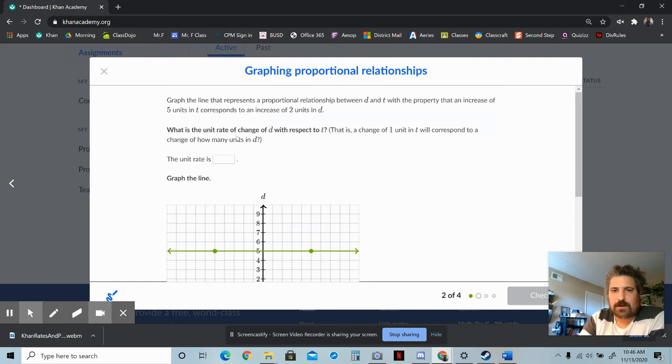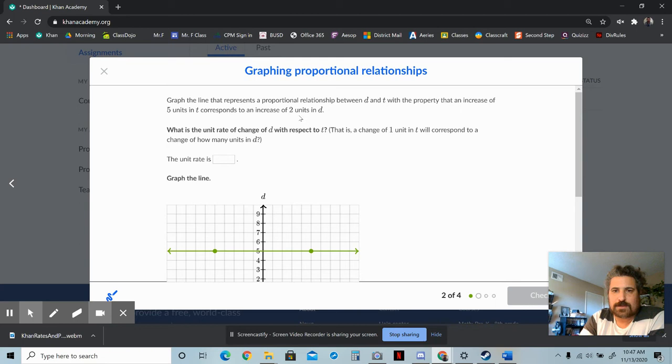What is the unit rate of the change of d with respect to t? Yeah, so it's d over t. So in this case, it's going to be 2 units for d and 5 units for t, so it'd be 2 over 5. So we're looking at y equals 2/5 x, but because it's d and t, it's d with respect to t, so d is equal to 2/5 t. That is a change of 1 unit. All right, so basically we've got to graph that.